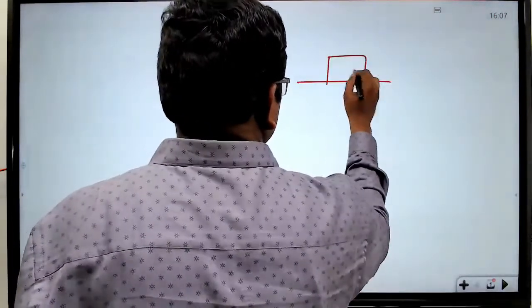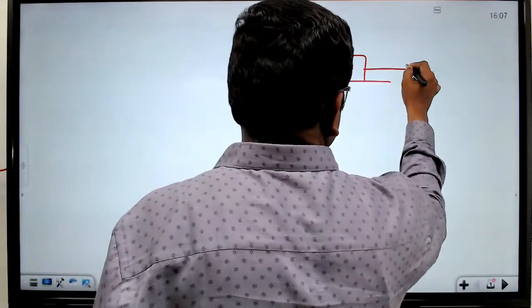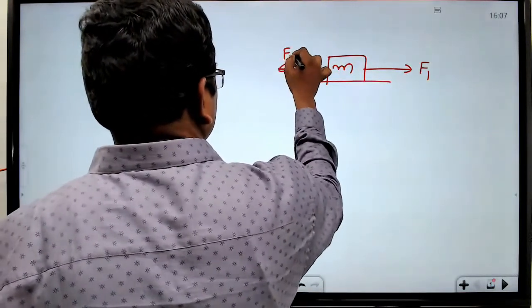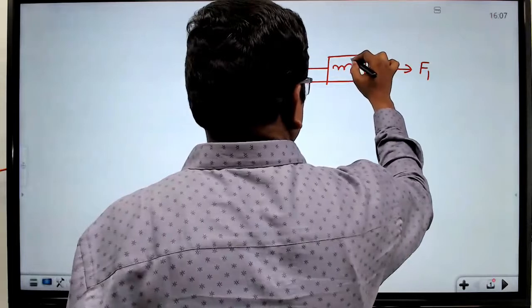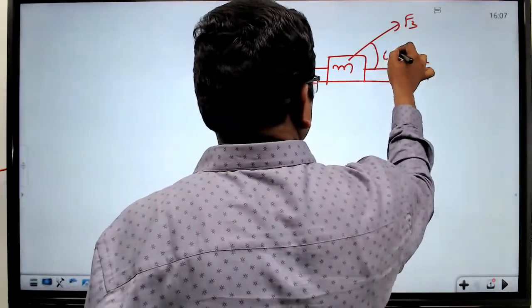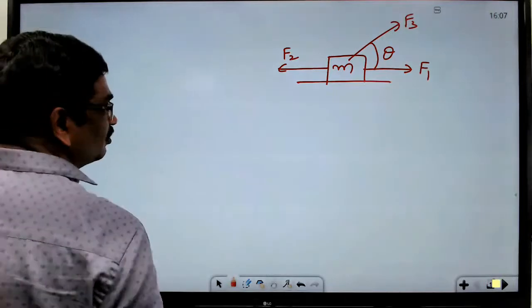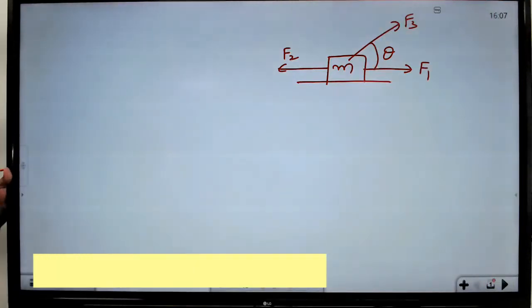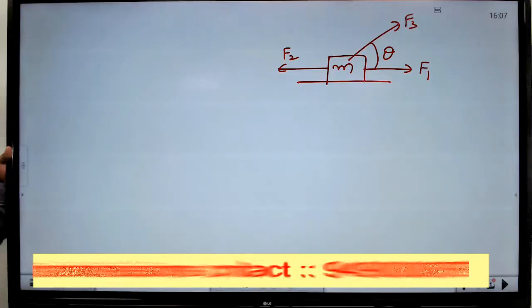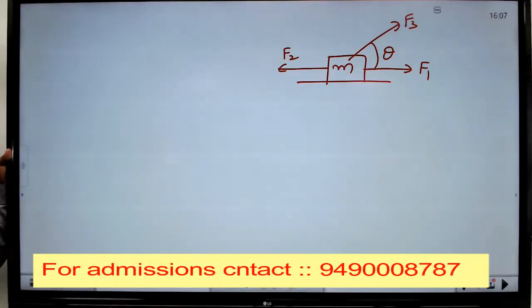So this is a block of mass M, force F1 acting towards right, F2 acting towards left, and a third force also there, F3, that is making an angle theta with the horizontal. Now what is the resultant in this case? So F1, do we need to resolve or not?